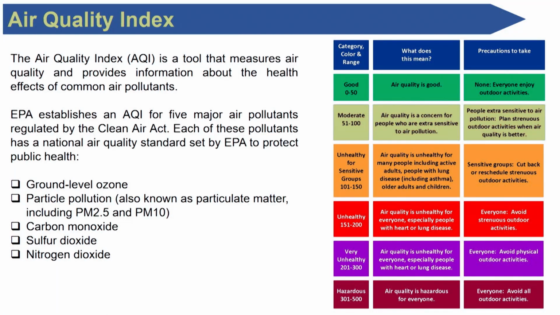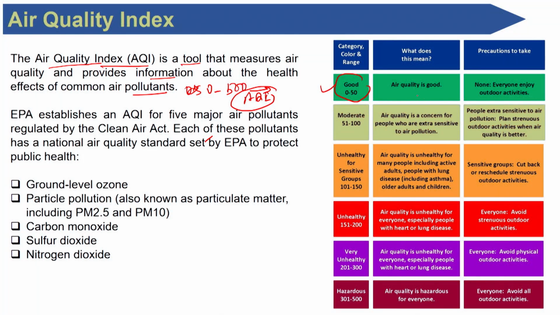What do you do with this data? We report data in terms of absolute concentration or air quality index, AQI. This is a very good tool to measure air quality and provides information about the health effects of the common pollutants. It is divided in the range from 0 to 500. If it is less than 50, it is called good, or very good.